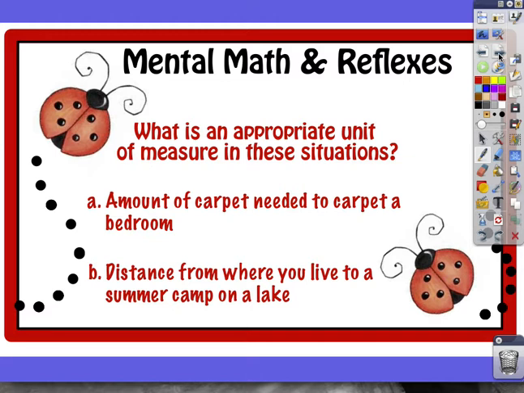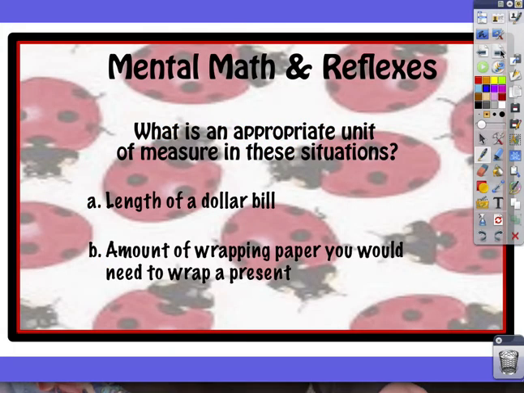The distance from where you live to a summer camp on a lake. The best way to probably explain that would be miles or kilometers. What is the appropriate measurement for the length of a dollar bill? That would be inches or centimeters. The amount of wrapping paper you would need to wrap a present. That would be our area as well, or we could say our length, so meters or centimeters.